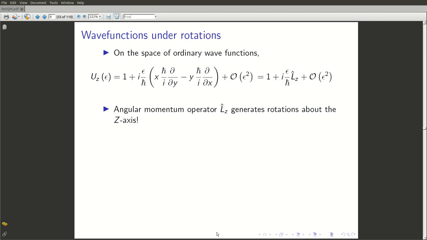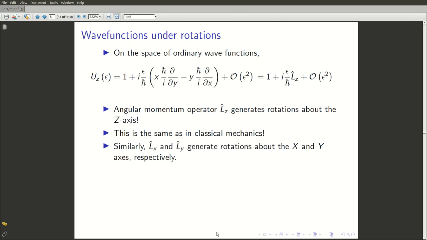Now this actually should be pretty familiar too if you have done your advanced classical mechanics properly. In classical mechanics, rotations about the z-axis or infinitesimal rotations about the z-axis are generated by an infinitesimal canonical transformation, and the generator for that transformation just happens to be the angular momentum component. Well, there's nothing special about z. Very similarly, Lx and Ly generate rotations about the x and y axis respectively.